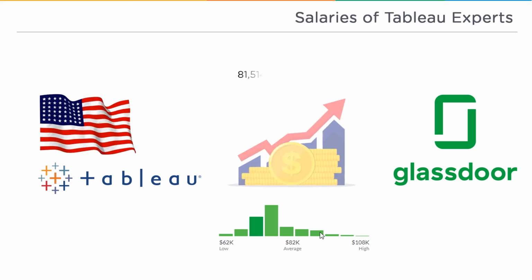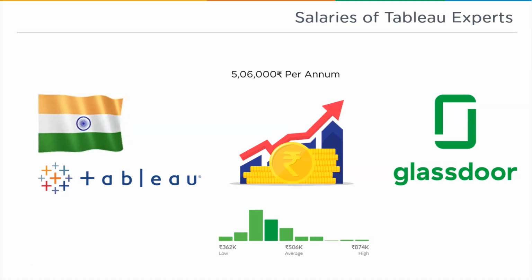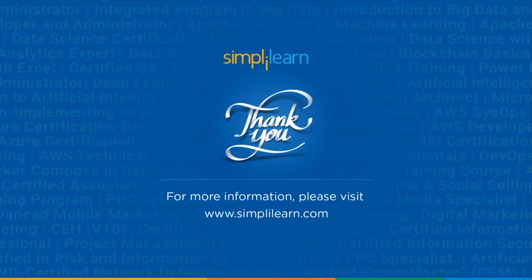So according to Glassdoor, the average salary of a Tableau expert in America is $82,000, and for a beginner it is somewhere around $60,000 per annum, and at the highest rate it is $110,000 per annum. Similarly, the average salary of a Tableau expert in India is 5,06,000 per annum, and for a beginner it is somewhere around 3,60,000, and for a highly skilled, experienced Tableau expert, the salaries range from 8,75,000 per annum.